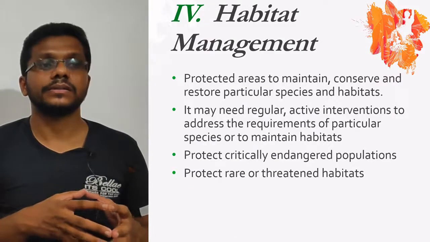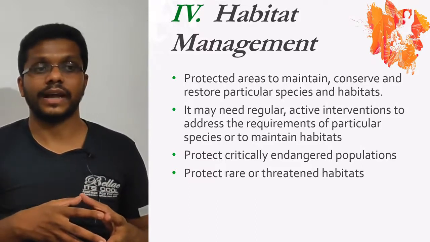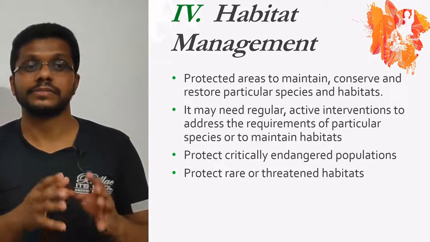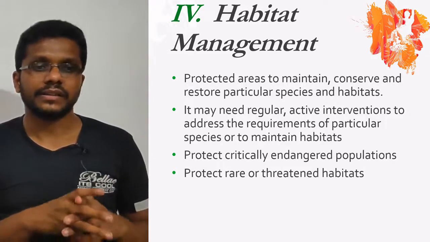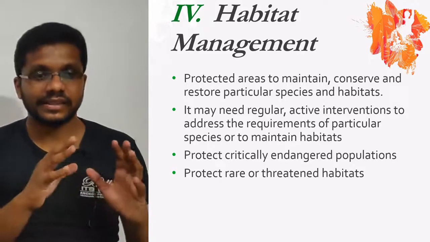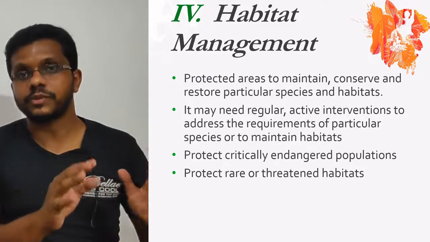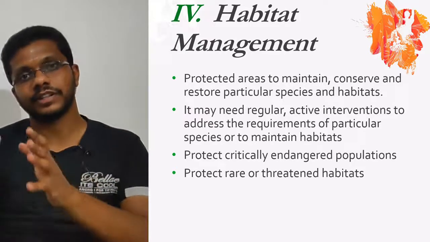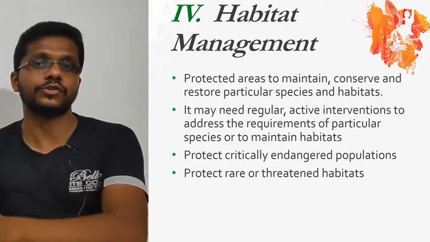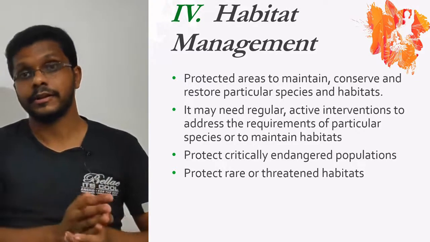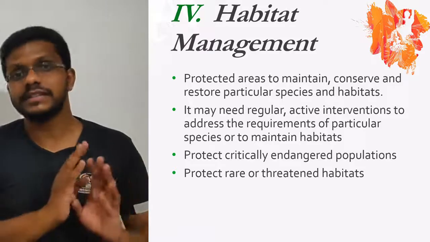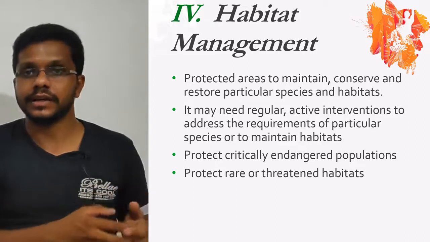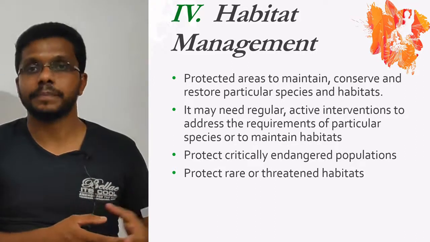Type 4 of IUCN protected areas is called habitat management. They are protected areas to maintain, conserve and restore particular species and habitat. These types of areas are managed in such a way that some type of species should be protected, like the sanctuaries. They are made for the conservation of a specific type of species, maybe endangered ones. So in these areas, human activities are permitted in a way that it won't affect the habitat of the specific species which is under extinction.